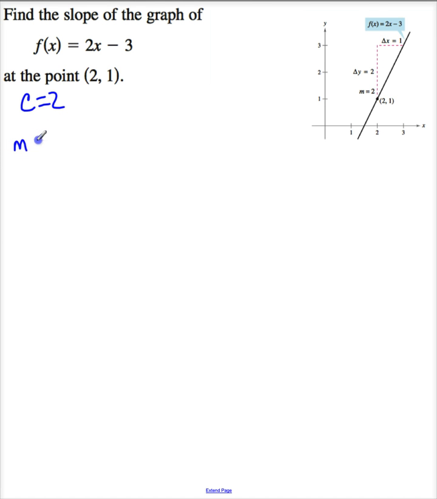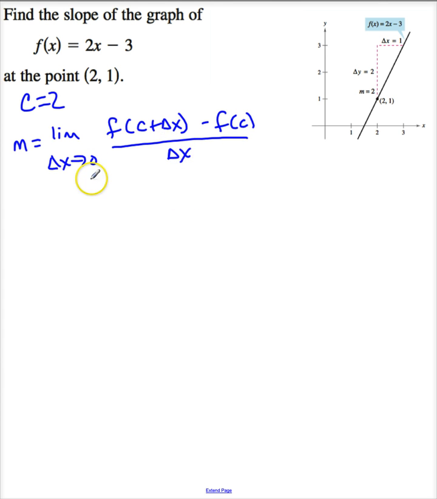I want the slope, and this is the limit, as delta x goes to 0 of f of c plus delta x minus f of c divided by delta x. The equation tells me everything I need to be able to find. Now I'm going to do it very painfully slowly on this problem. You can do this all in one step.